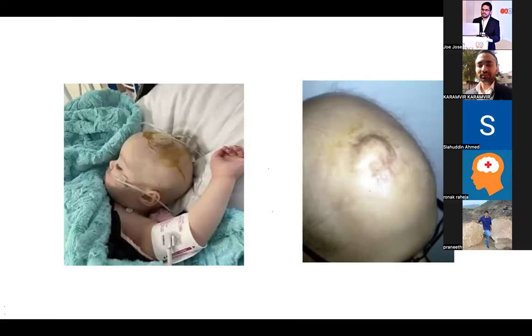What is this? Yeah, this is an Ommaya reservoir. Basically it is placed in the non-dominant frontal region, in the frontal horn of the lateral ventricle, right? And it is confirmed with a non-contrast CT after placement.